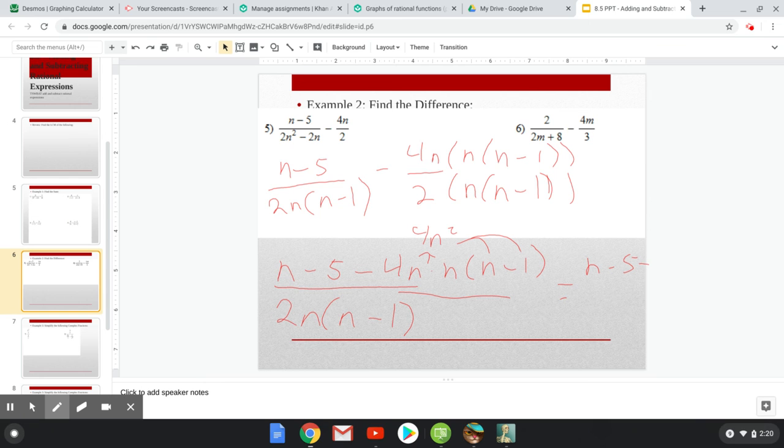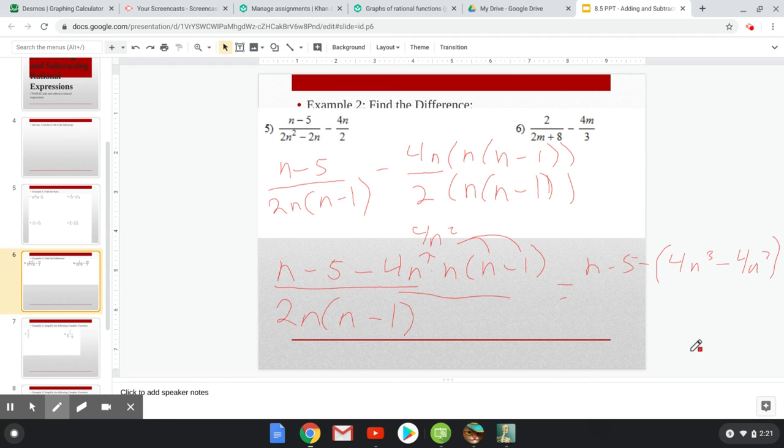into my parentheses here. So I have 4n cubed minus 4n squared. Now notice I still have this in brackets, and that's because I haven't taken care of this negative yet. This is the one caveat of subtracting, is that we now have this extra negative we have to take care of. So before I can get rid of these parentheses, I have to distribute my negative.